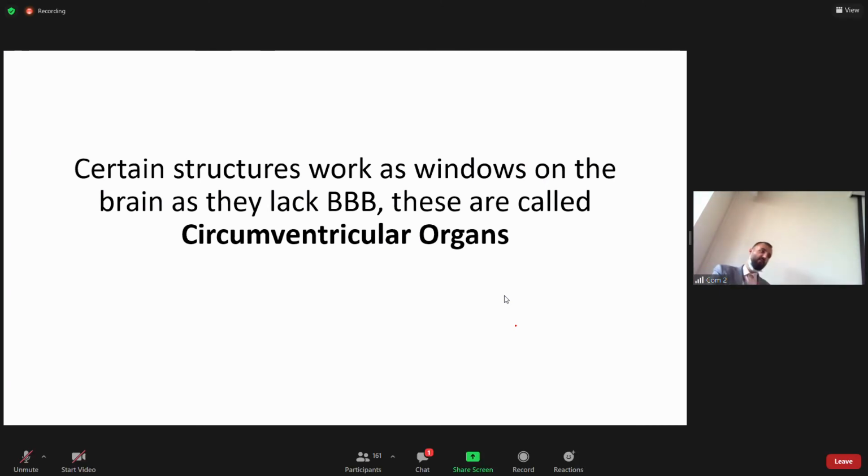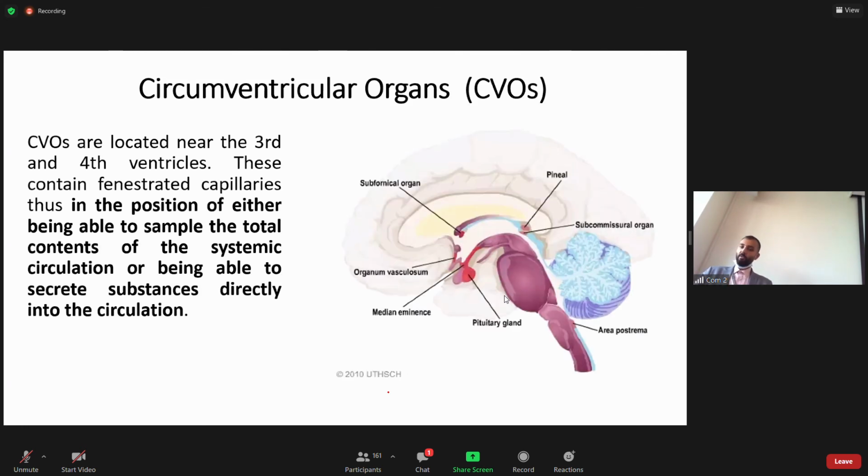And these structures are called circumventricular organs. These are found around the third and the fourth ventricles. Okay, there are 6 of them. Like you can see here: the organum vasculosum, median eminence, pituitary gland, area postrema, subcommissural organ, pineal gland, and the subfornical organ. Okay, all of these structures do have access to the blood for a reason.